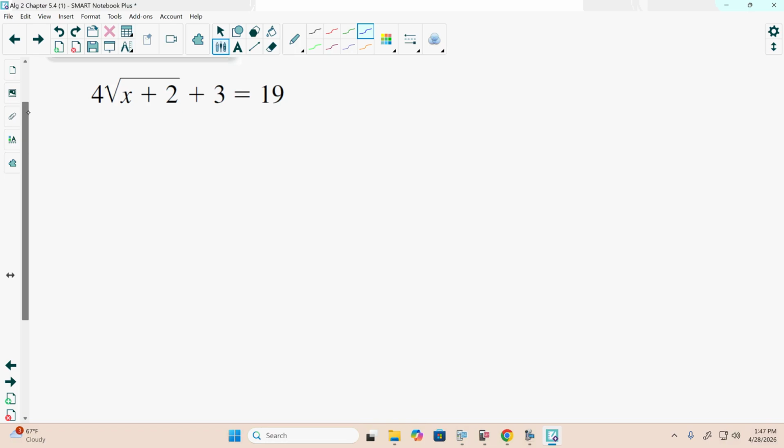Let's look at this one. 4 times square root of x plus 2 plus 3 equals 19. Well, we have one radical. Is it by itself? No. What do we need to do first? We need to subtract the 3.